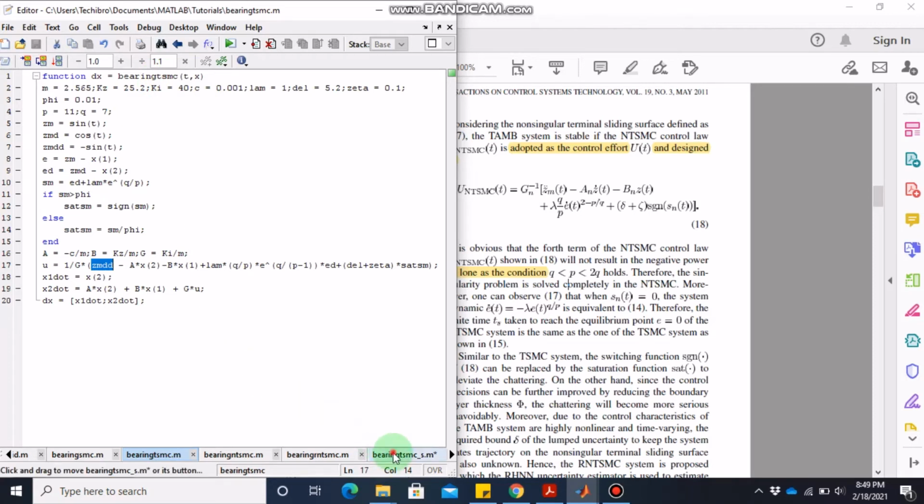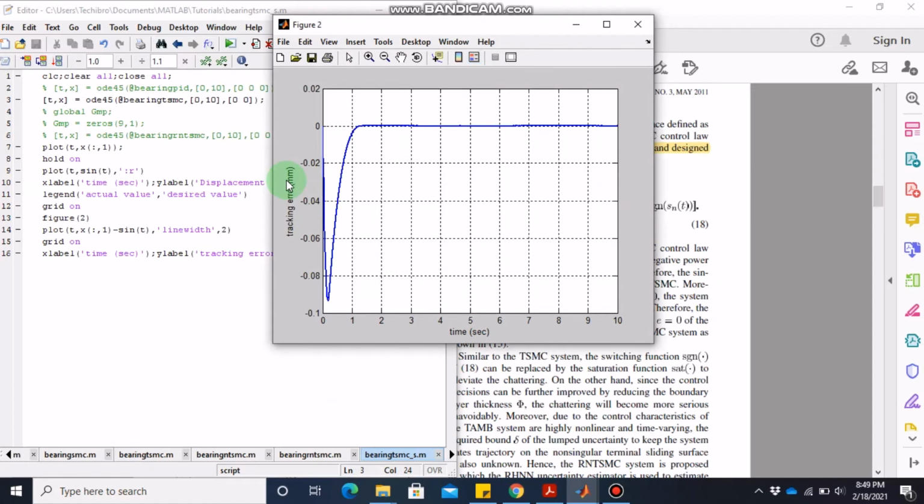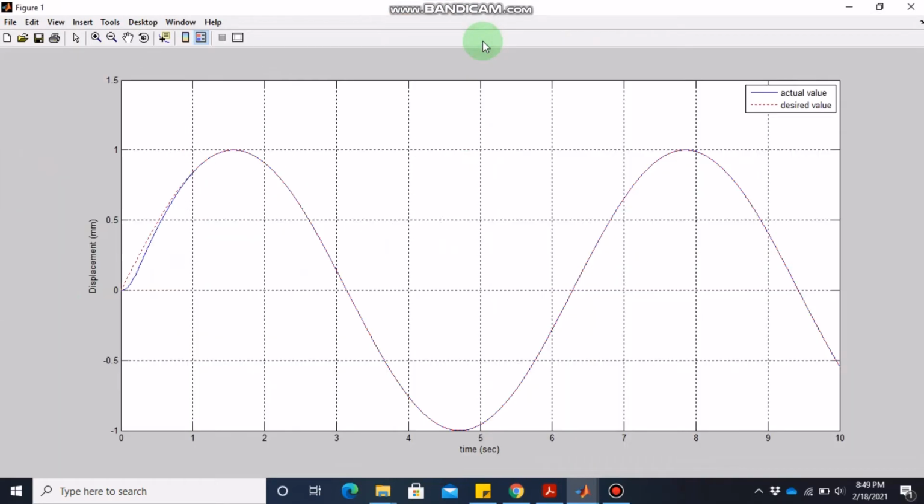So we run this file, and apparently we get a very good looking result. The error in the simple SMC is going to minus 0.14, and this is less than minus 0.1. And if you look at the tracking, it looks great.